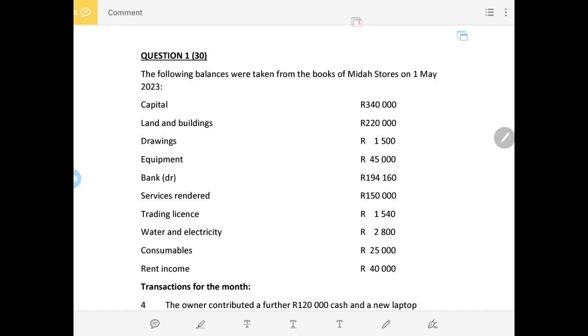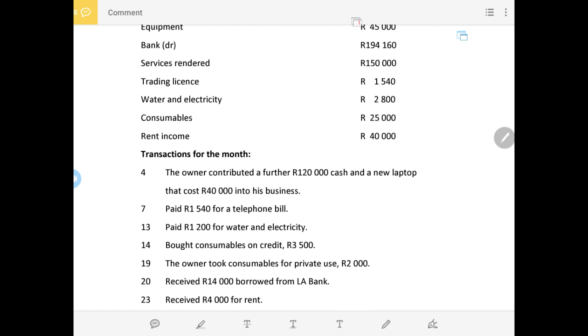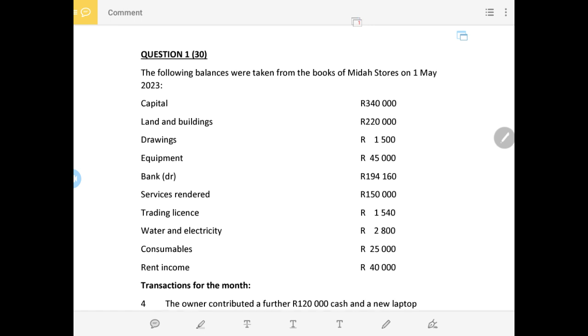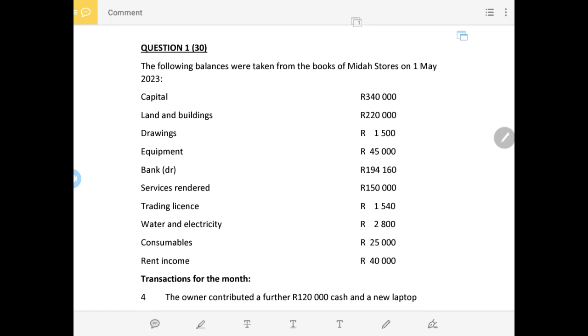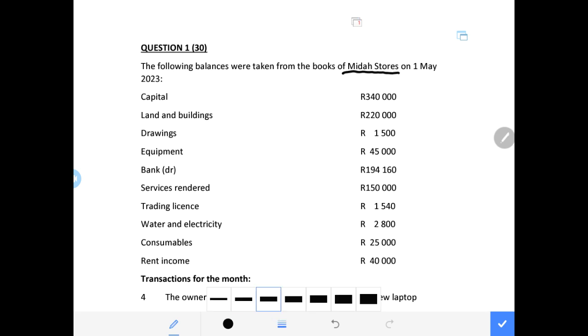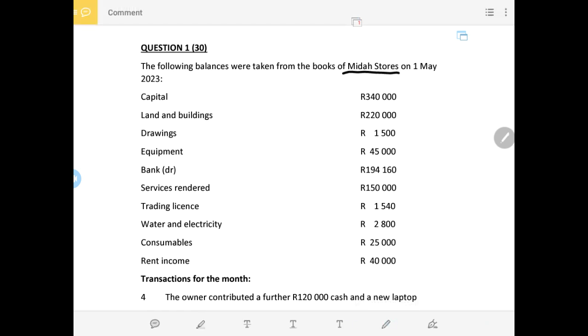If you look at this exercise, we are given some information where it says the following balances were taken from the books of Mida Stores on the 1st of May 2023. So the name of the store is Mida Store. We don't know yet what Mida Store does. Sometimes it becomes important to know. Sometimes it's not important to know. You can still record without the full knowledge of what the entity does.